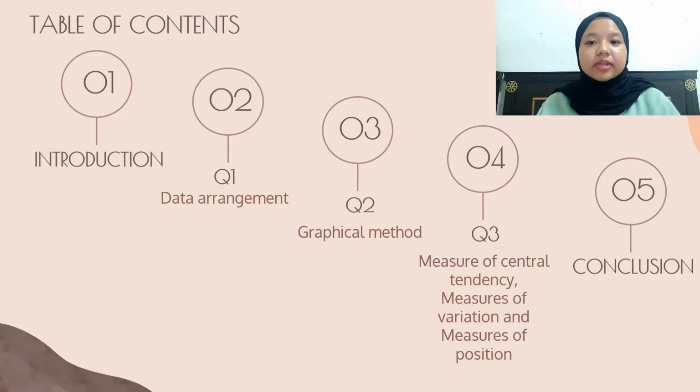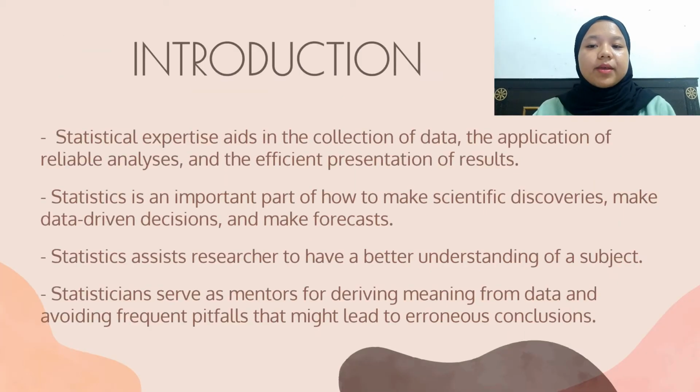Okay, so next, the table of contents. This assignment consists of 5 parts. Part 1 is the introduction. For part 2, we need to answer question 1, which asks for the data arrangement. Part 3 answers question 2, which asks us to do the graphical method. For part 4, we answer question 3, which asks for the measures of central tendency, measures of variation, and measures of position. And the last one, part 5, is the conclusion. Okay, next we move on to the introduction.